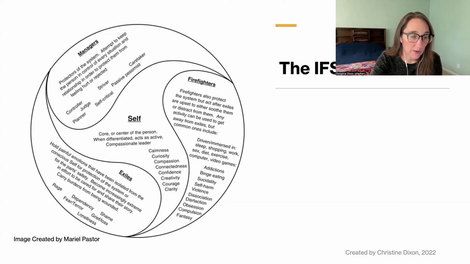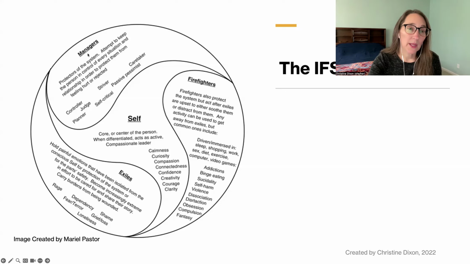They carry burdens from being wounded, things like rage, dependency, shame, fear, terror, grief, loss, loneliness. And these are often the parts that will come up and desperately grasp at other people to get them to help them, and who might feel really overwhelming to you as an individual. And then that's where the managers and the firefighters organize around the exiles. But they have different jobs, or it's really about timing.